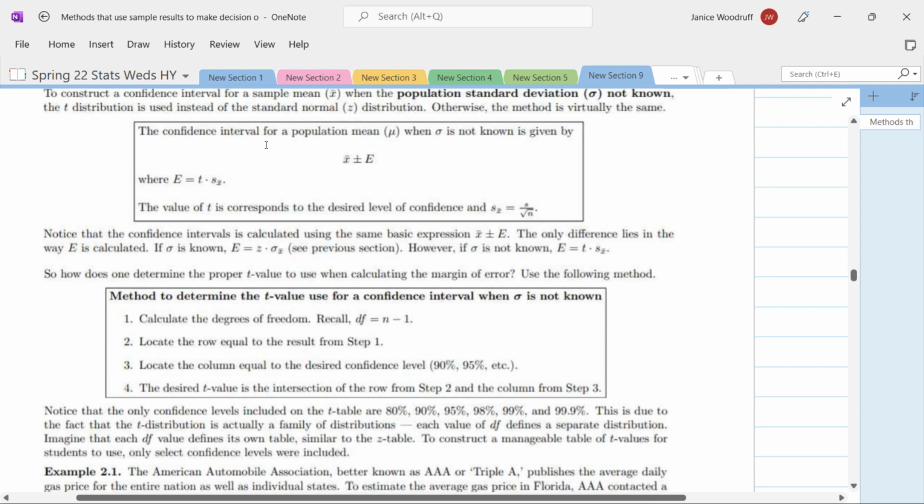The formula is the same for the confidence interval, x bar plus or minus E. However, for E, you're going to do t times the standard deviation of x bar. Okay, so to find the t value, we're going to calculate the degrees of freedom first, which is n minus 1. You're going to locate the row equal to that, and then the column, and that will be your t value.